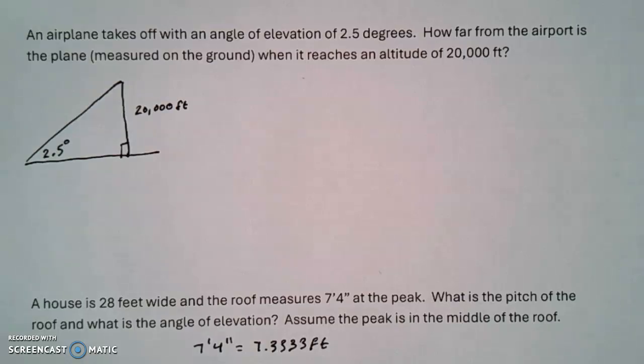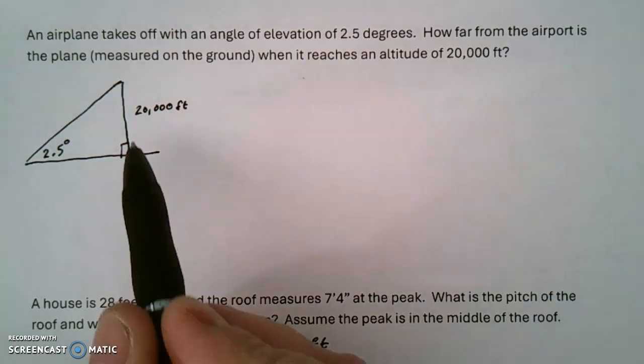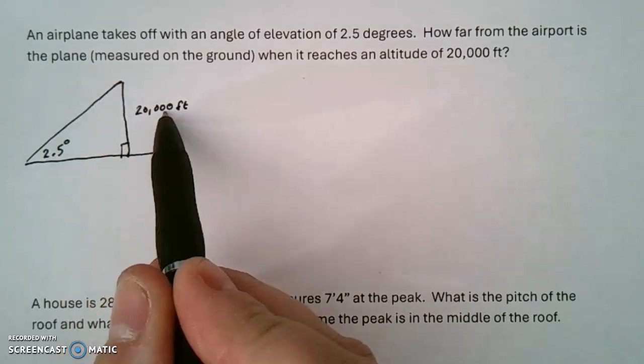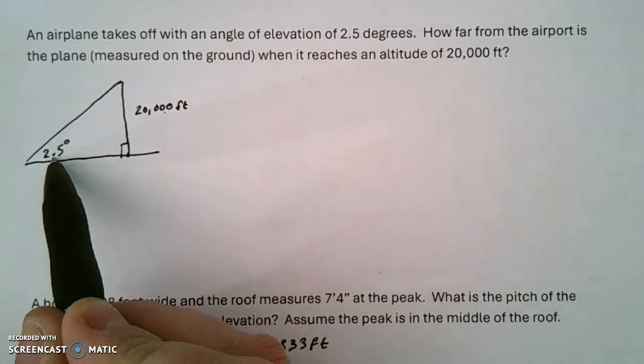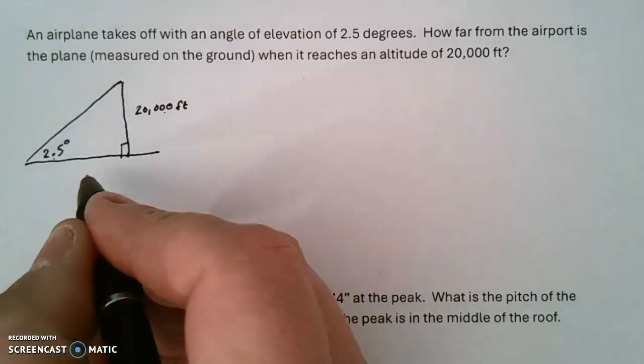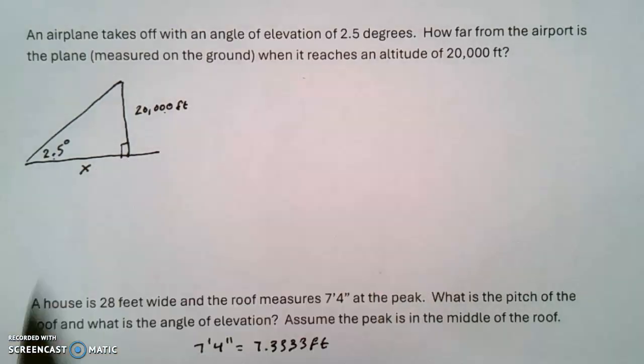Alright guys, so we're working on some trig applications. So here we go. An airplane takes off with an angle of elevation of 2.5 degrees. How far from the airport is the plane measured on the ground when it reaches an altitude of 20,000 feet? So the altitude is going to be straight up 20,000 feet. 2.5 degrees is the angle of elevation, and the unknown is here on the ground.